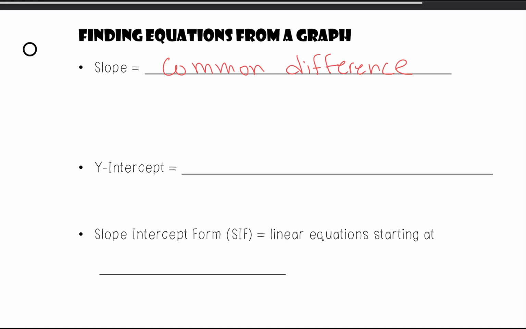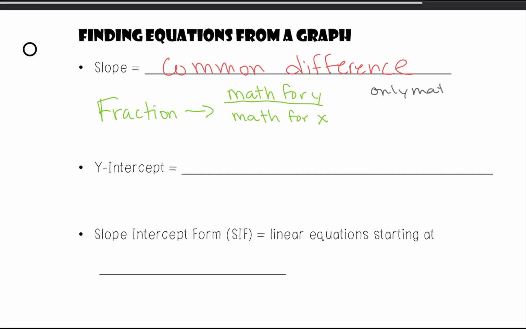And slope will sometimes be written as a fraction. It is technically always written as a fraction, but sometimes that fraction simplifies to a nice number. So the fraction is on top, we have the math for y, and then on the bottom we have the math for our x's in our table. And remember, if it's a common difference, the only math that we will see is adding or subtracting.